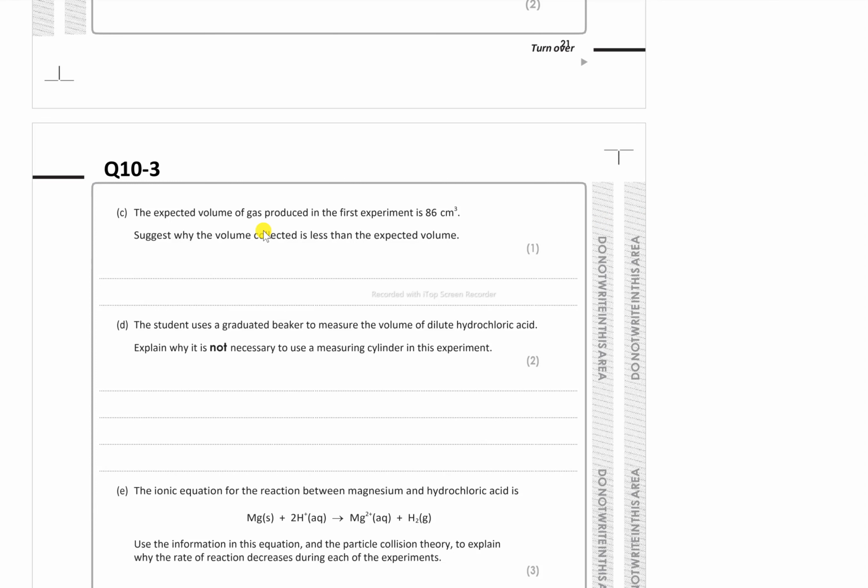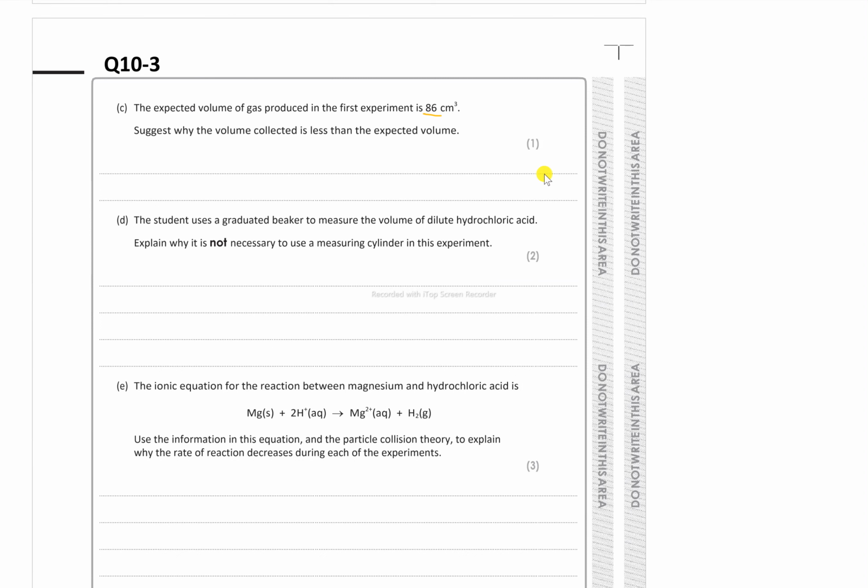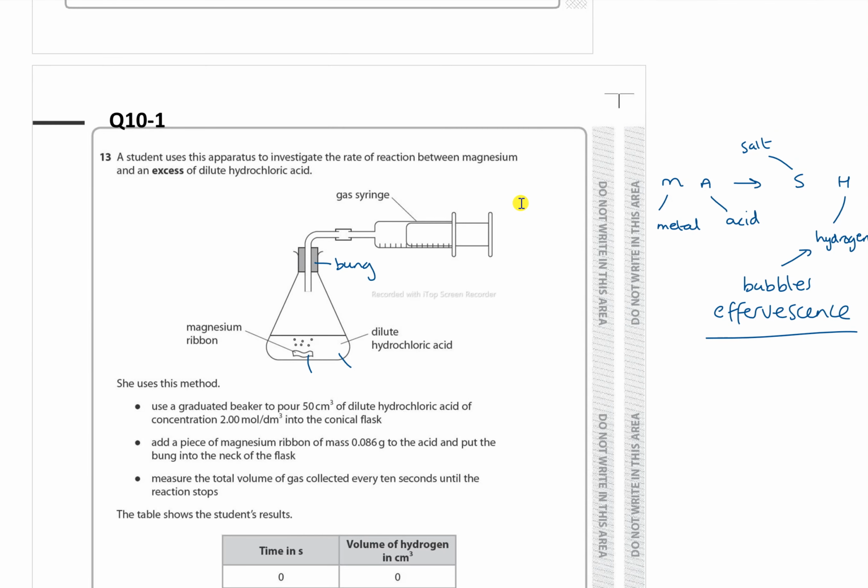Right. The expected volume of gas produced in the first experiment was 86, and we got 84. With these sort of questions, one of the reasons might be some gas escapes before the bung is put on. So let's go up, have a look at this here.